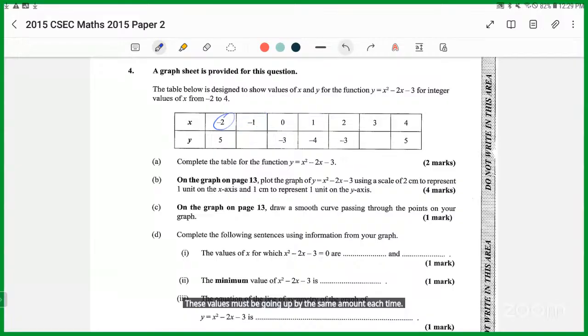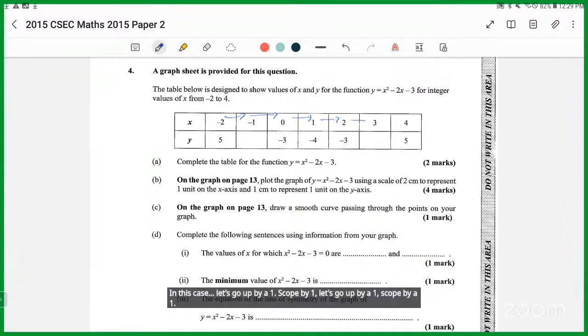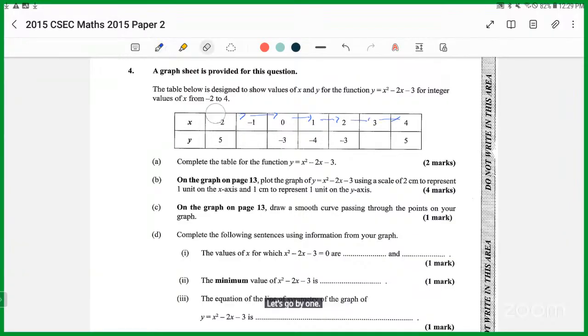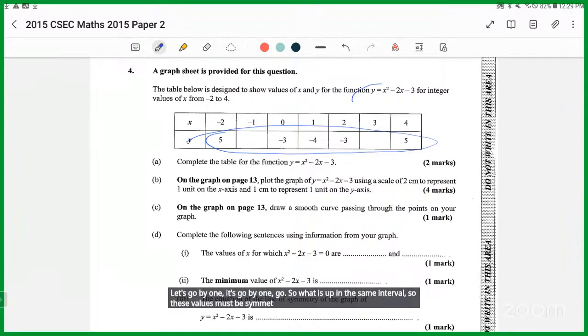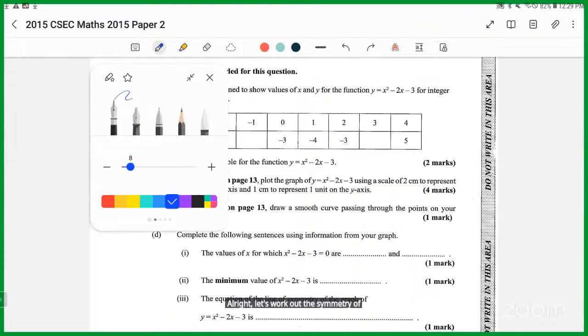In this case, we are going up by 1, by 1, by 1, by 1. Good. So the values are in the same interval. So these values must be symmetrical because they're on a symmetrical graph. All right, let's work out the symmetry of the values.